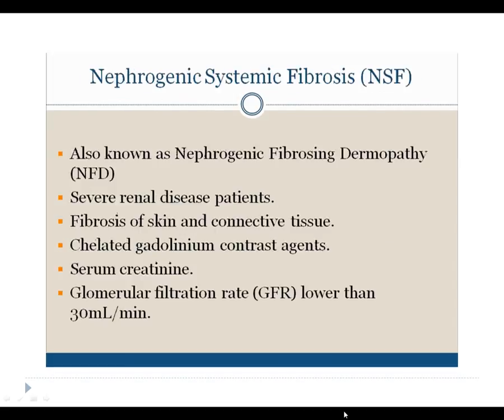Nephrogenic systemic fibrosis is a gadolinium-induced disease that we have just started to see cases of in the past couple of years. NSF occurs in patients with severe renal disease. These patients are on dialysis and/or they are patients that are in kidney failure.